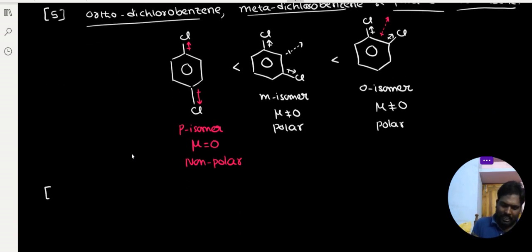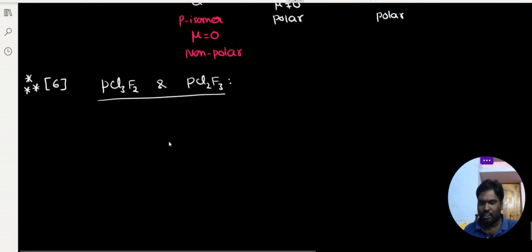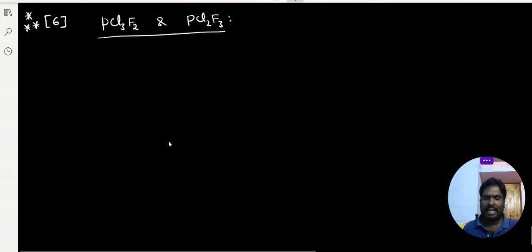Now coming to the sixth application. This is also a very, very important application. PCl3F2 and PCl2F3. Both have trigonal bipyramidal shape, but among the two molecules, one is polar and the other non-polar. Which is polar, which is non-polar?